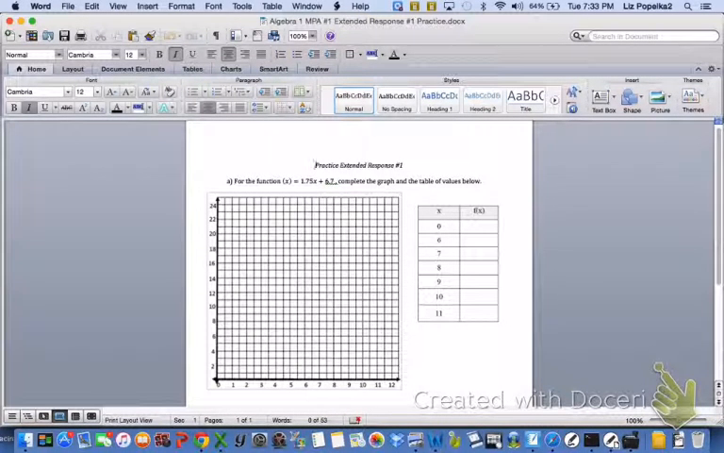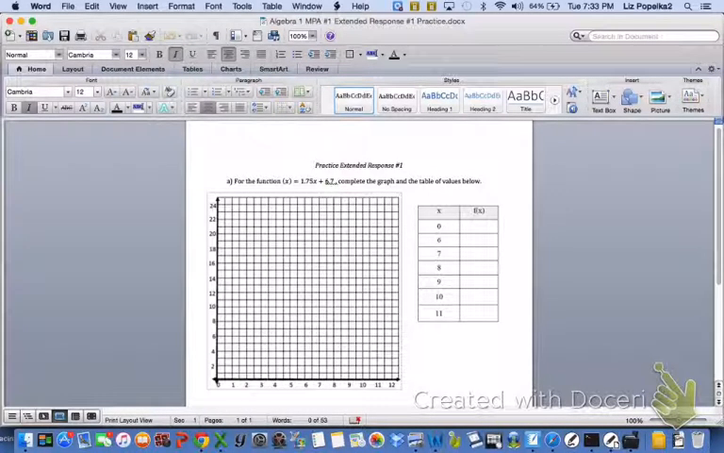Last but not least, the extended response question, and this should go pretty quickly because your calculator is going to do most of the work for you. Don't forget, if you don't remember how to use some of these functions on the graphing calculator, be sure to see me in class tomorrow, although it seems like you guys didn't have a problem today when you did it.